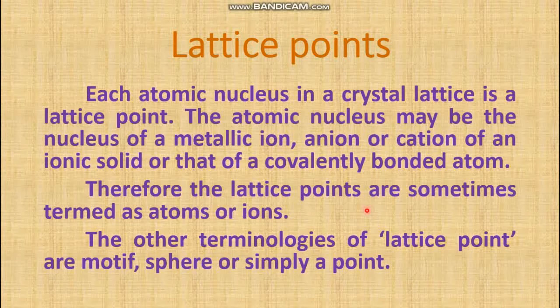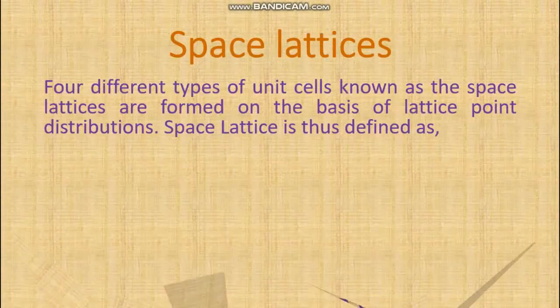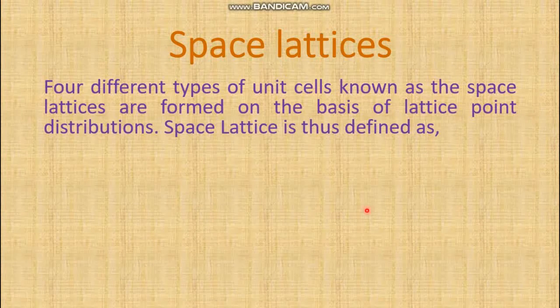Each atomic nucleus in a crystal lattice is a lattice point. The atomic nucleus may be the nucleus of a metallic ion, an anion or cation of an ionic solid, or that of a covalently bonded atom. Therefore, the lattice points are sometimes termed atoms or ions. The other terminologies of lattice point are motif, sphere or simply a point.